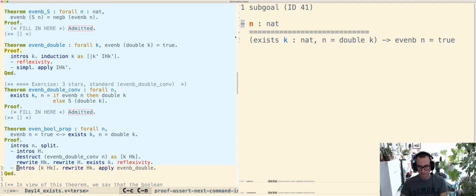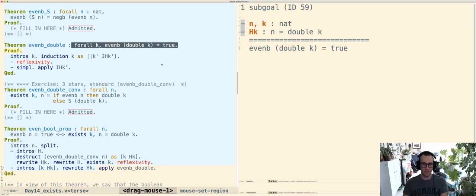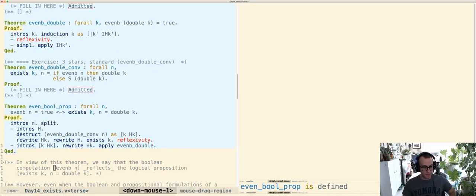So, okay, we know that if there is some k such that n is equal to double k, then even b n is true. Okay, break up the existential. Fine, give us the k such that n is equal to double k. Great, that means I can turn that n into double k, and I believe we're basically there, right? even_b_double says exactly what we need. Okay, so this theorem says that even b reflects the logical proposition exists k, n equals double k.